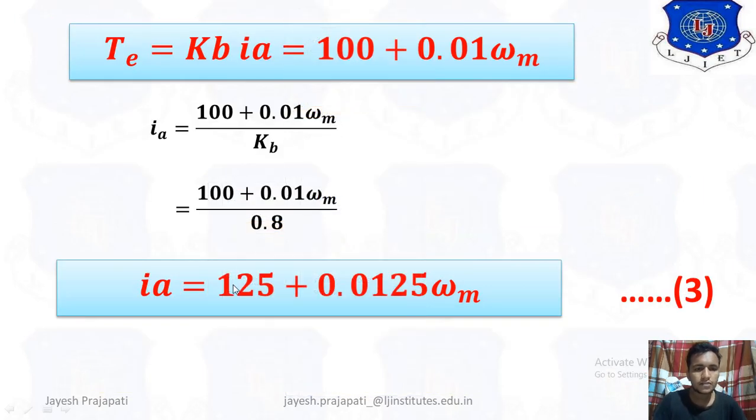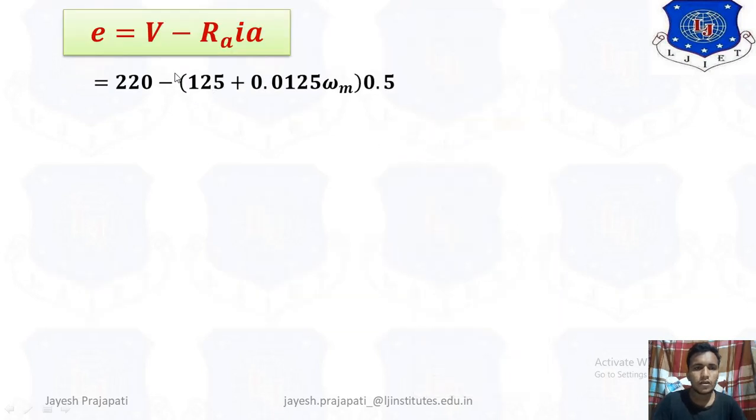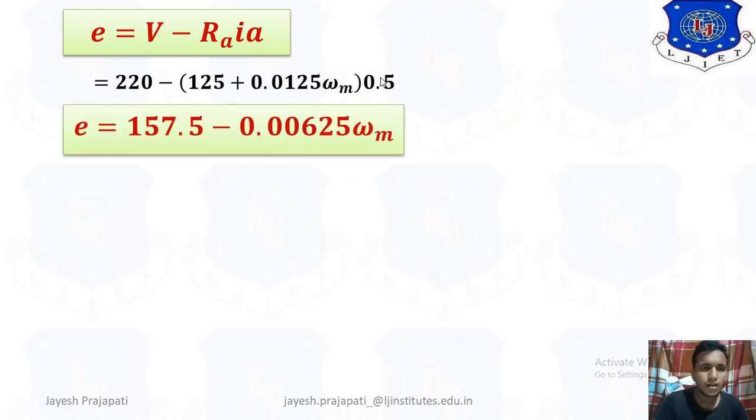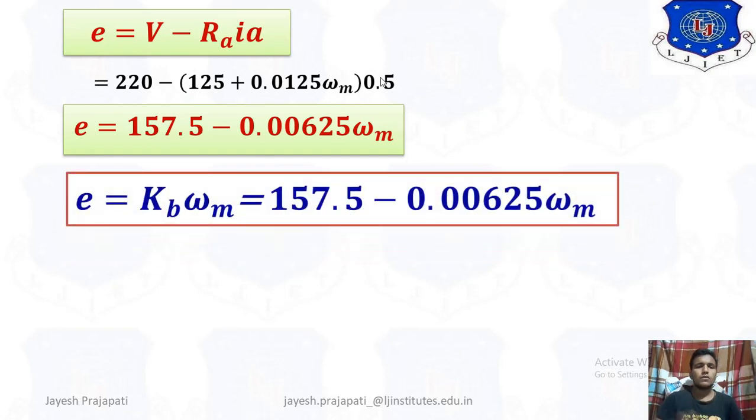You can see Ia is equal to 125 plus 0.0125 omega m. So we write down here Ia and Ra, that is given as 0.5 ohm. If we solve this equation, then it is like this: E is equal to 157.5 minus 0.00625 omega m. Now we know that the EMF E is equal to Kb into omega m.